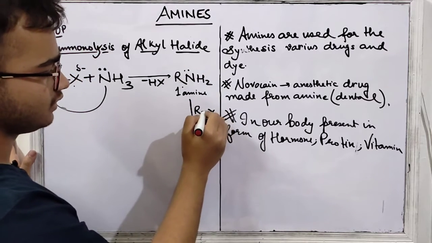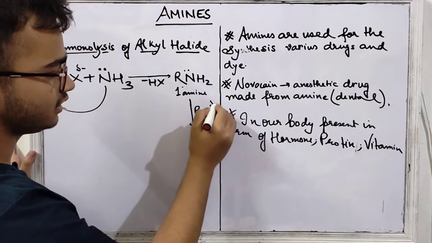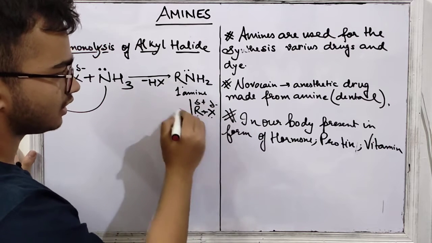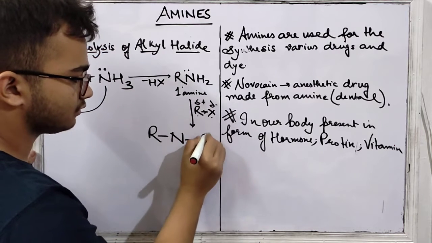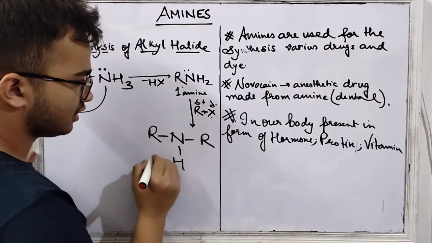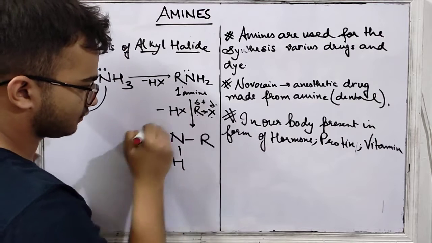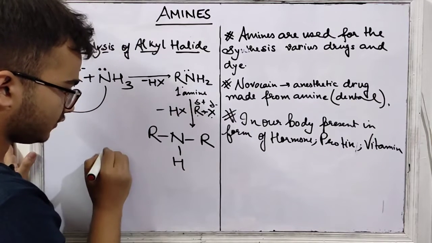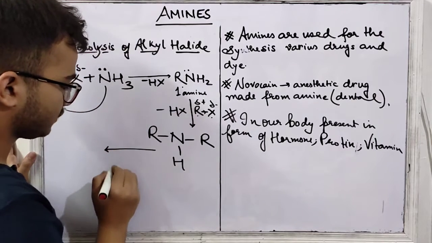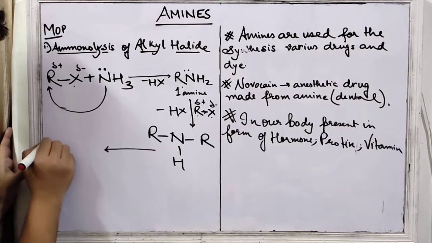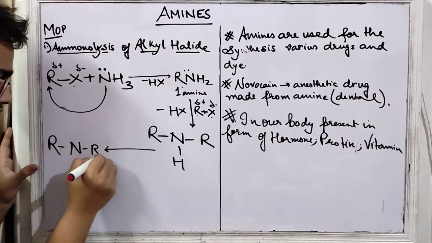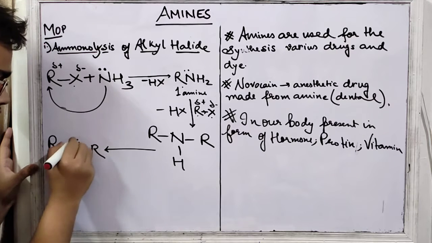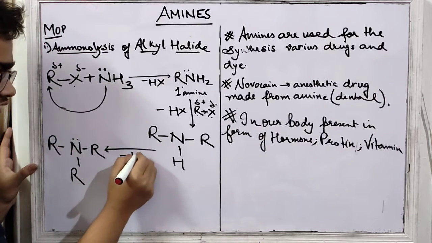So this here is a delta negative and here is a delta positive, so the R will get attacked here. What happens is you get R-NH-R and one HX. Now when you again perform the same thing, you get a tertiary amine, I'm sorry, not tertiary halide, which is R-N(R)-R, and here also one HX.